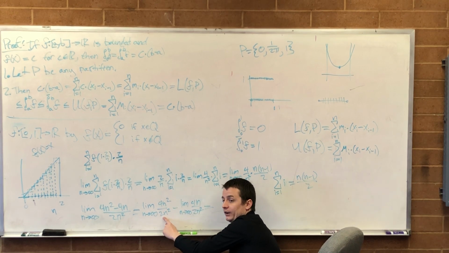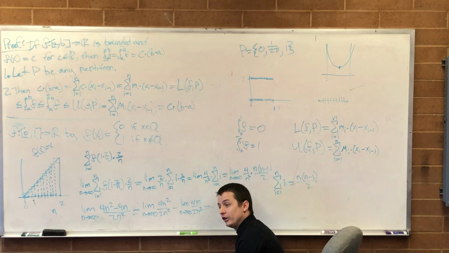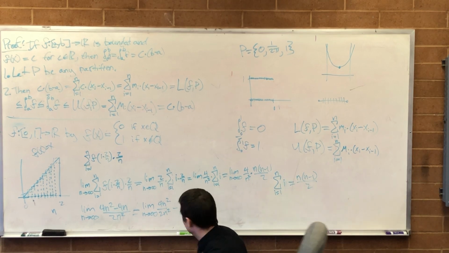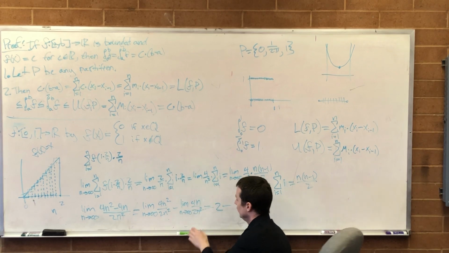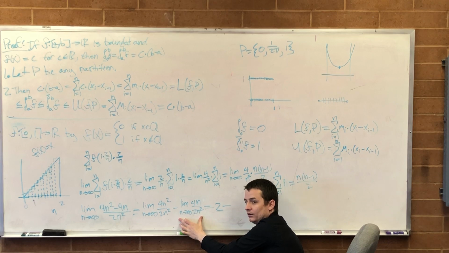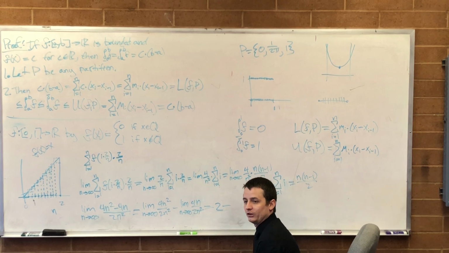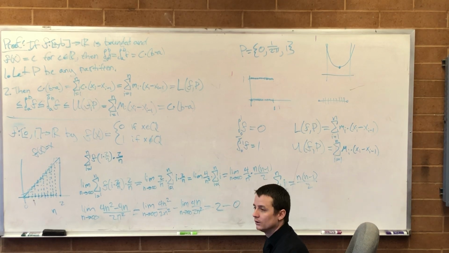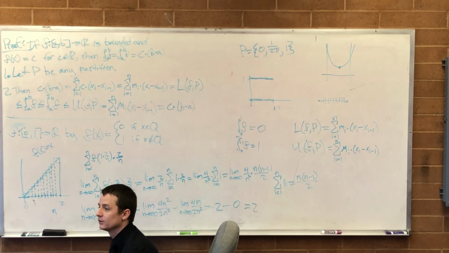4n squared and 2n squared cancel out, leaving me with just 2. The limit as n approaches infinity of 2 is just 2. The limit of a constant is just that. So when we evaluate this, we just get 2 minus, what's this limit? 0. The n's cancel out, so we're left with 4 divided by 2n. As n approaches infinity, that just gets smaller and smaller. It goes to 0. So it equals 2. So the area of this triangle is 2, which we knew it was.